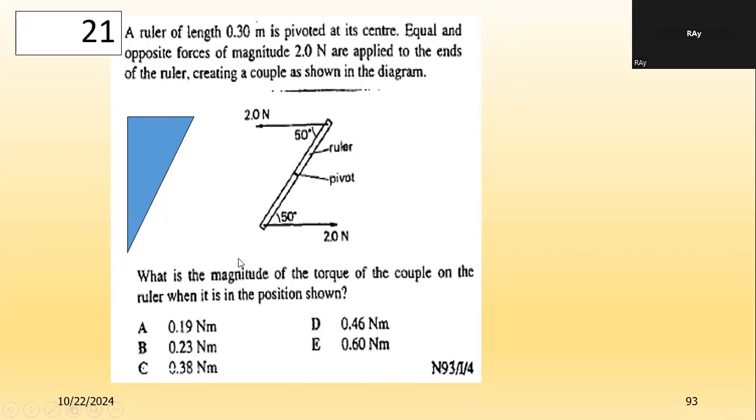What is the magnitude of the torque of the couple on the ruler? I got D. It should take one force and the perpendicular distance. That's the perpendicular. This is 0.3. That's your D. The perpendicular distance is your 50.